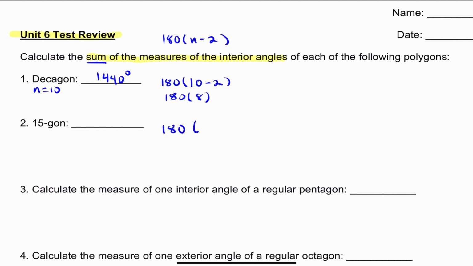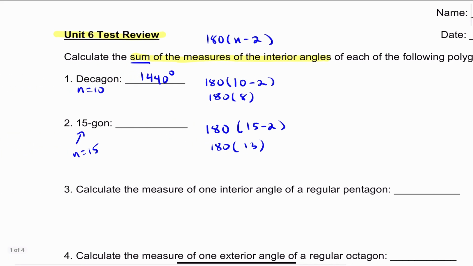180 times, it tells you how many sides a 15gon has. It's n equals 15. It's in the name. So it's 180 times the quantity 15 minus 2. So there are 13 triangles in this figure. So if I put this in the calculator, that's going to give me 2340 degrees.